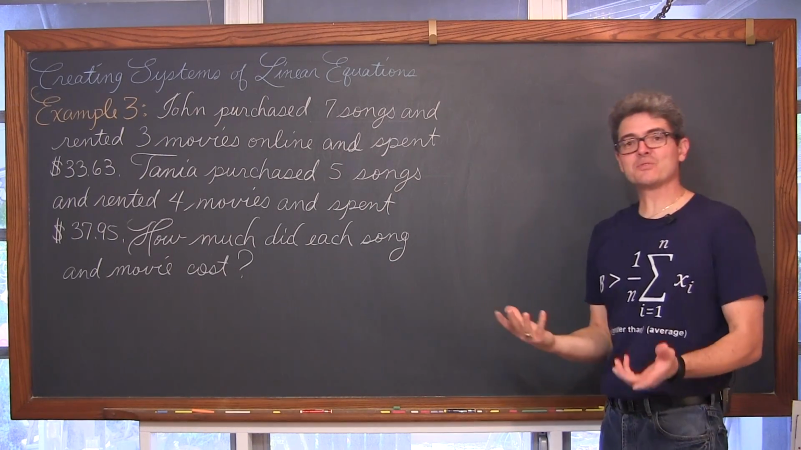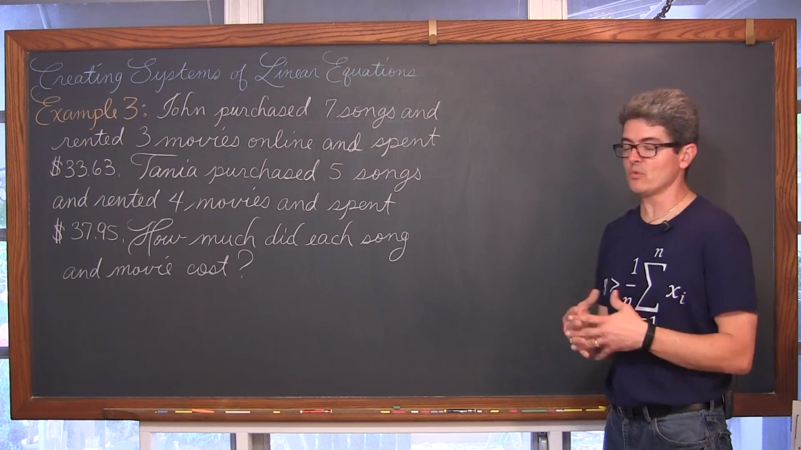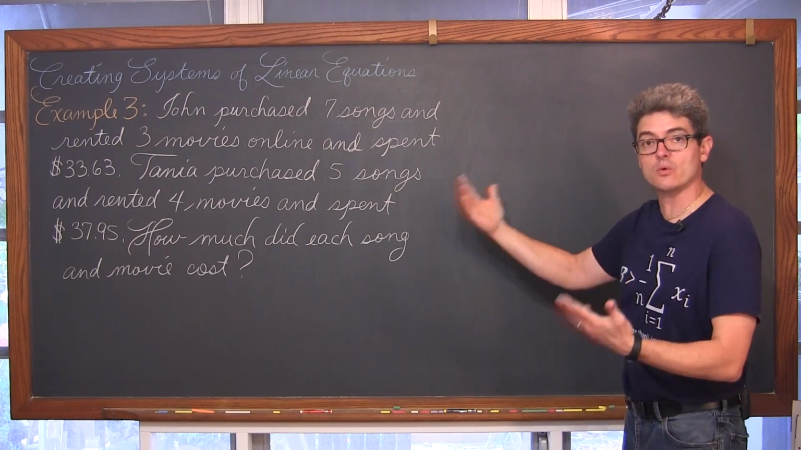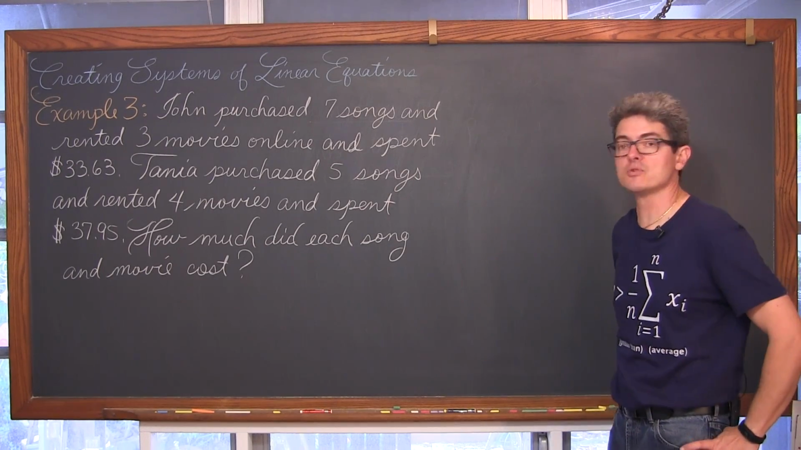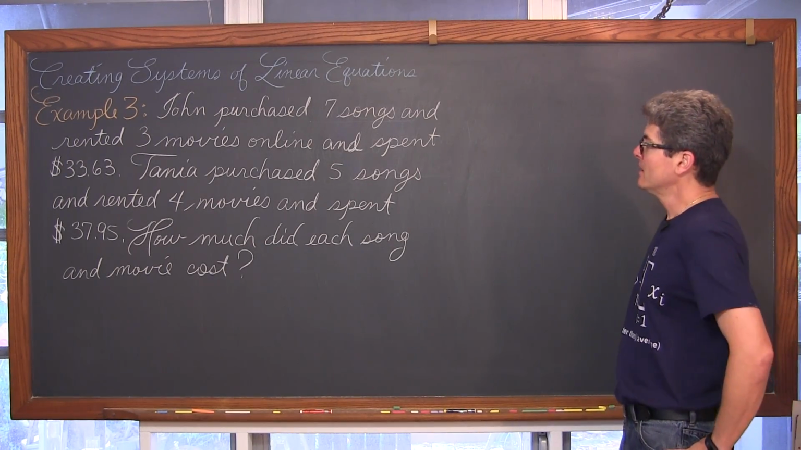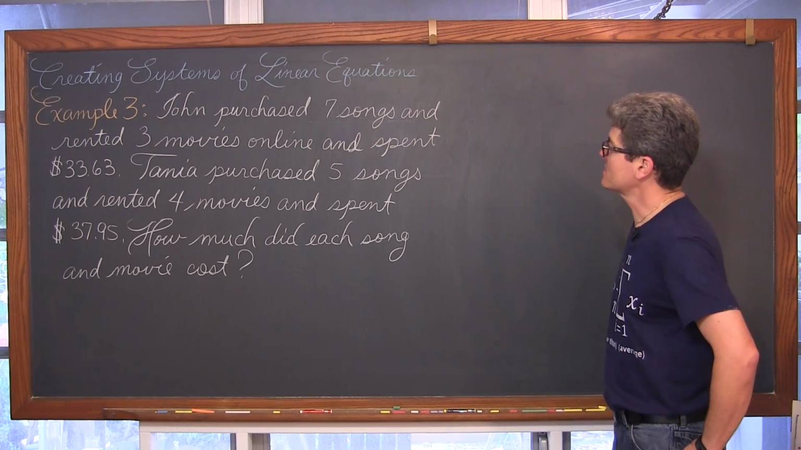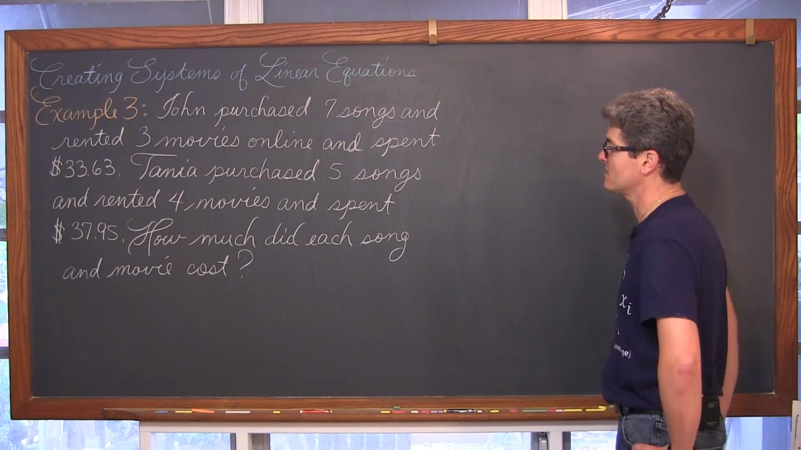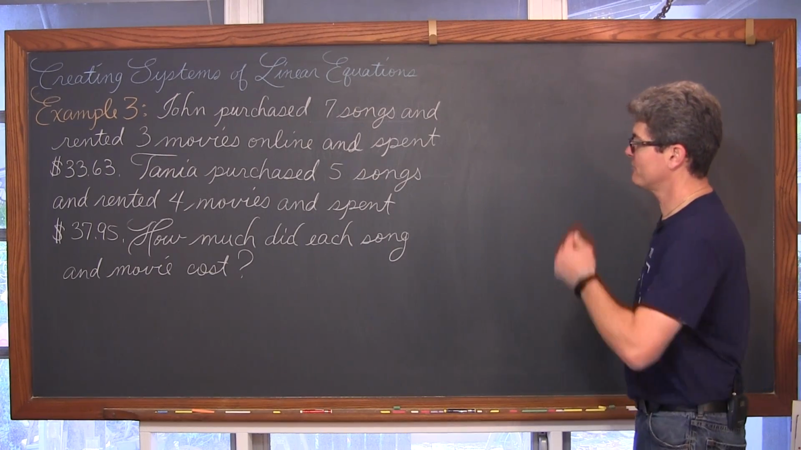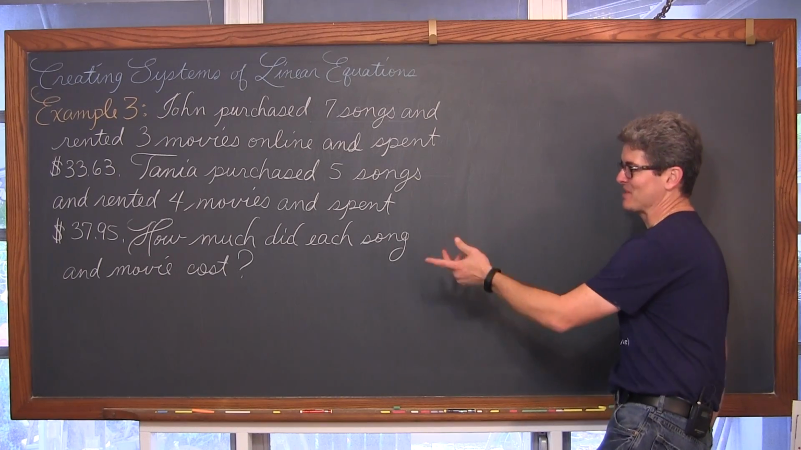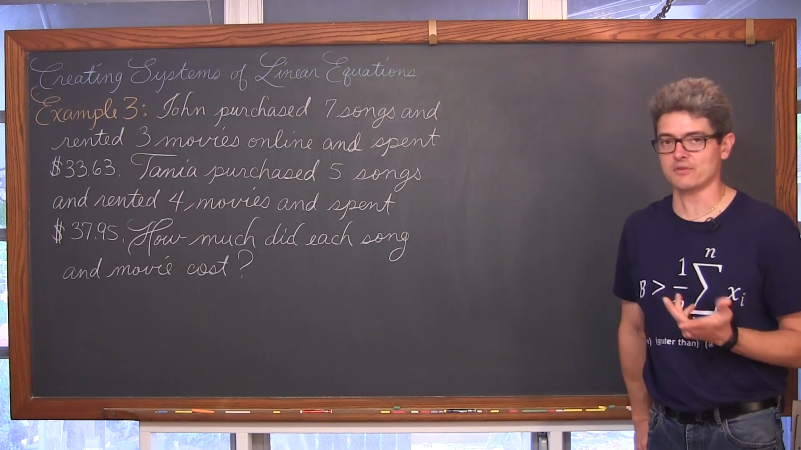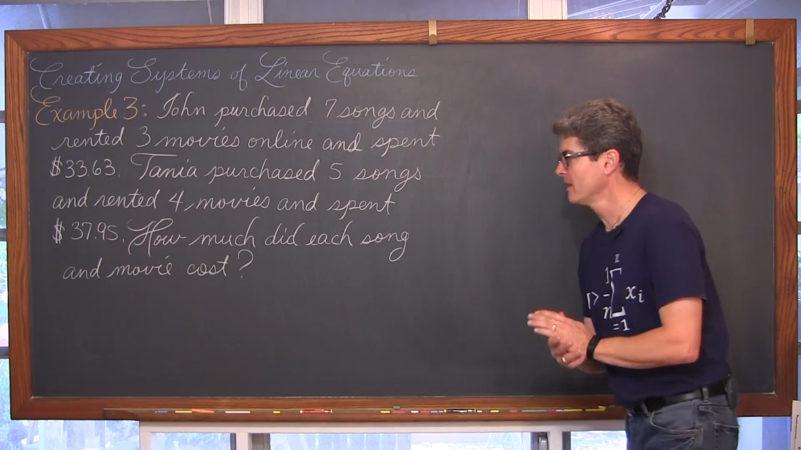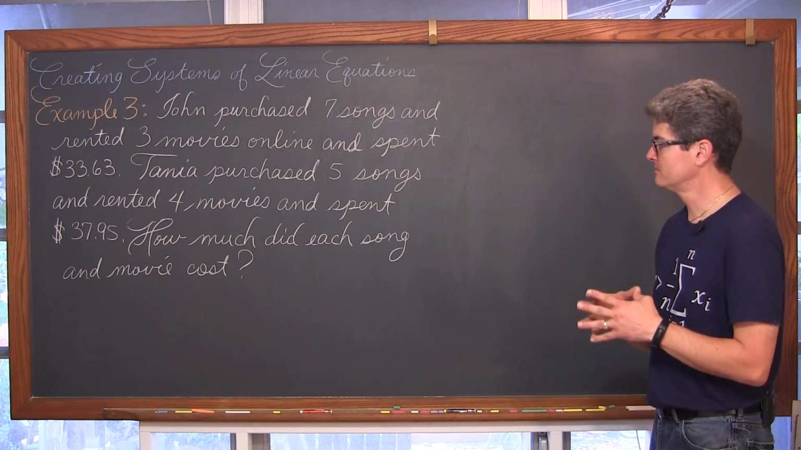Ta-da! This is another setting that we are really familiar with. You don't have to understand a little bit of geometry to be able to solve the problem. It's spending money. It's going to the store, or in this case, purchasing and renting some items online. John purchased 7 songs and rented 3 movies online and spent a total of $33.63. Tania purchased 5 songs and rented 4 movies and spent a total of $37.95. How much did each song and movie cost?